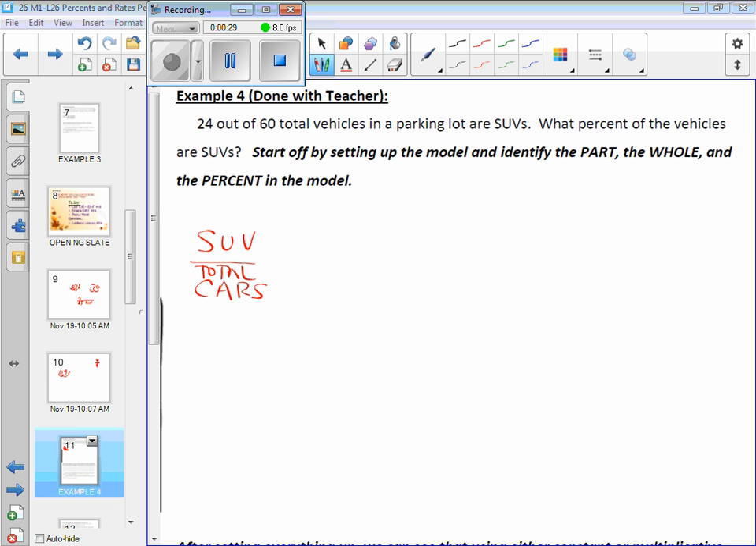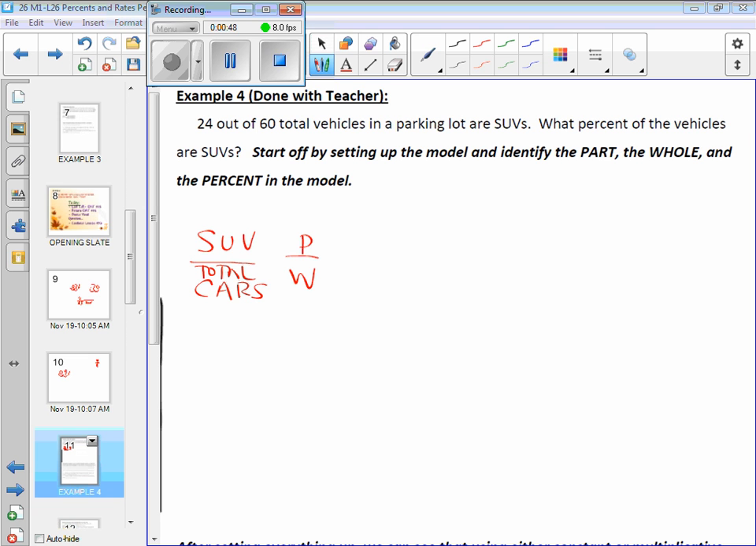Which is the part, the SUV or the total cars? I'm going to give that a P and this a W. Okay, get used to that because your part will always be the top part of your ratio and the whole will always be on the bottom.